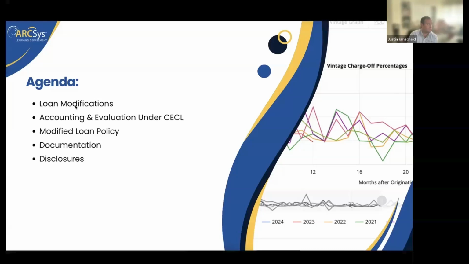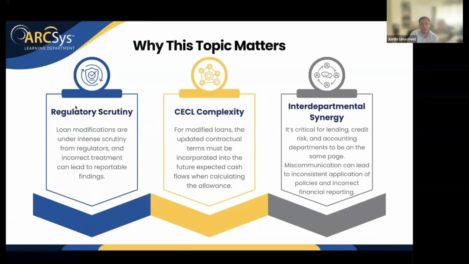So first, we're going to start off with loan modifications, and we'll kind of define this real quick, right? Why were we doing this? First thing is just regulatory scrutiny, right? If you're not doing your disclosures correctly, it can just lead to reportable findings. Like I said, there is a complexity to the disclosures that are required, much more complicated than the old TDR disclosures. So I really want to go through these with the groups so that everybody understands how these disclosures work and the kind of information you're going to need to get those created.